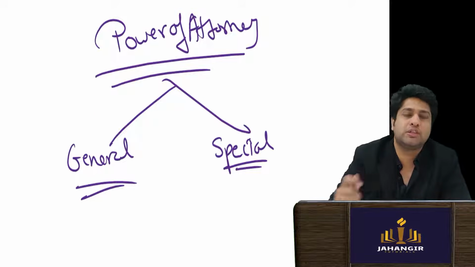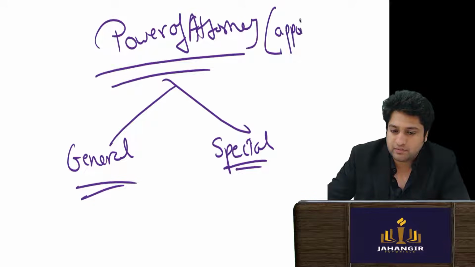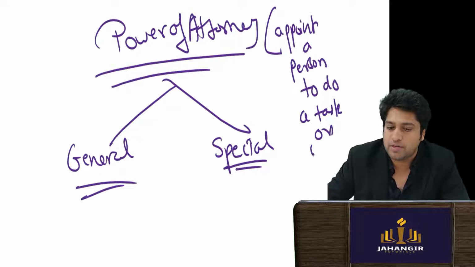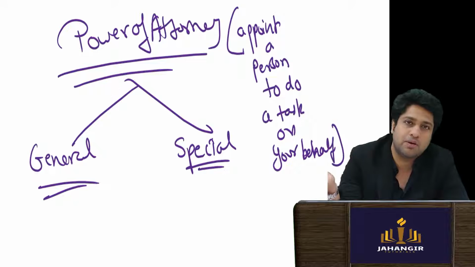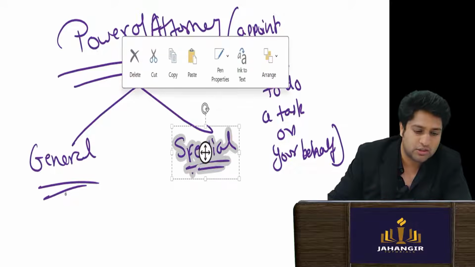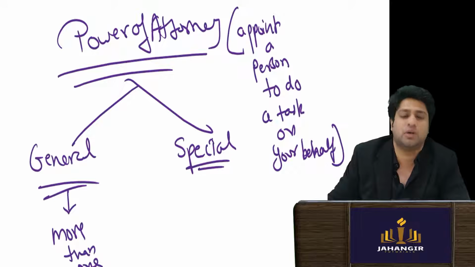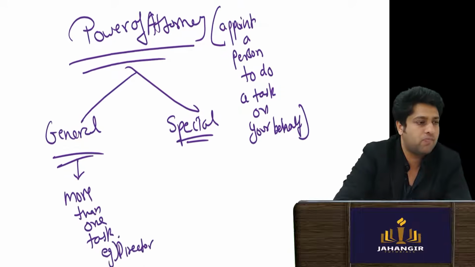Yes or no? So power of attorney is basically appointing a person to do a task on your behalf. So for example, I am out of India, I will give a power of attorney to my brother to collect the rents of the property. So a general power of attorney is for more than one task. Maybe for example, you give it to directors. Now directors on a day-to-day basis can take a general power of attorney.